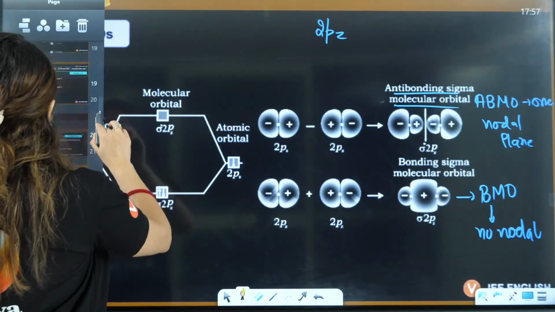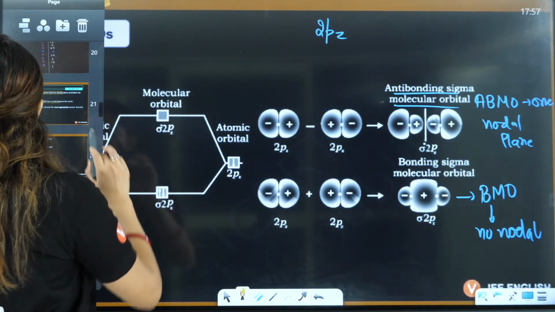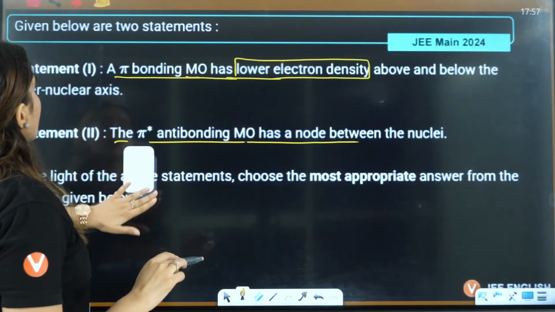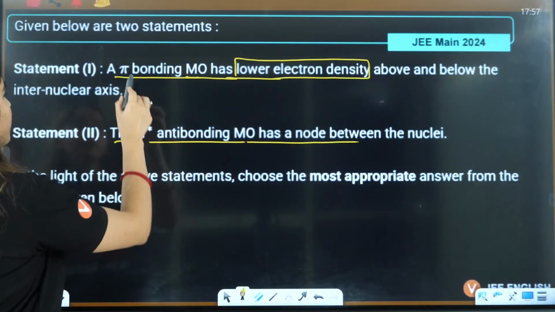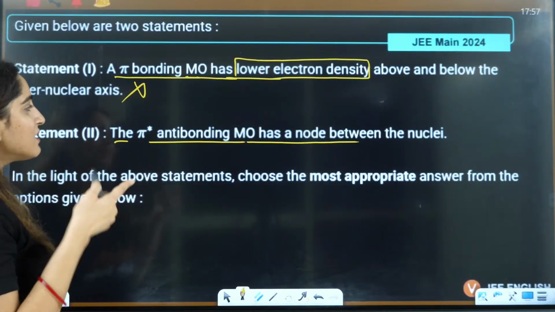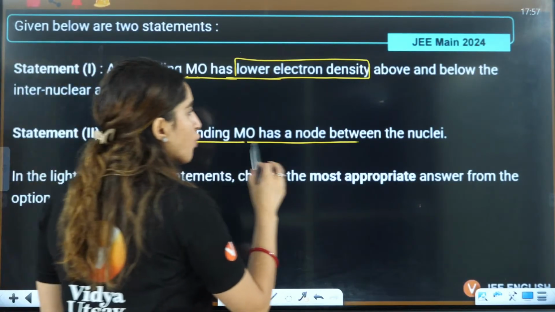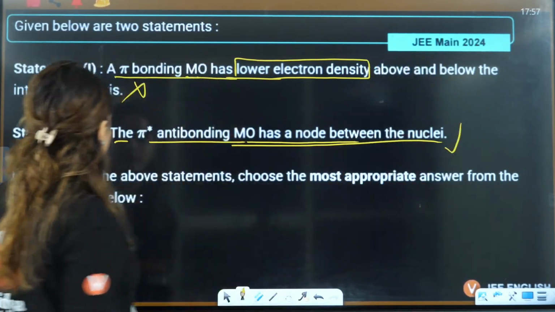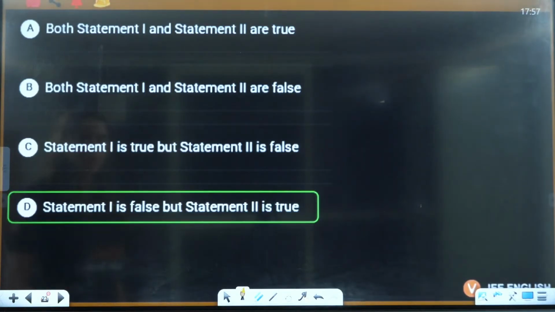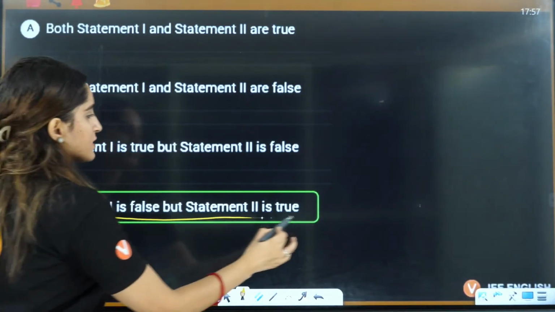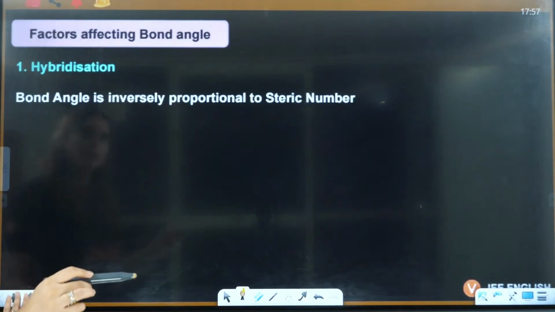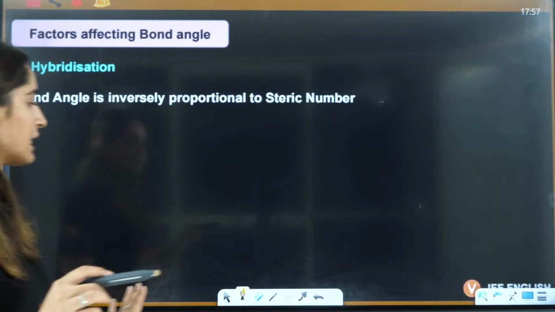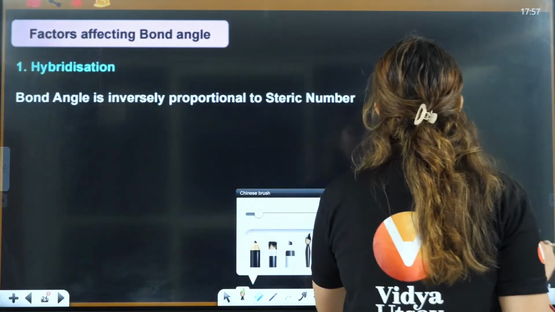So now let's come back to the question here. Pi bonding molecular orbital, lower electron density above and below, that is incorrect. Pi star has a node between the nuclei, that is correct, right? So we can say statement 1 is false and statement 2 is the correct answer here, right? Okay. So one topic we have done.